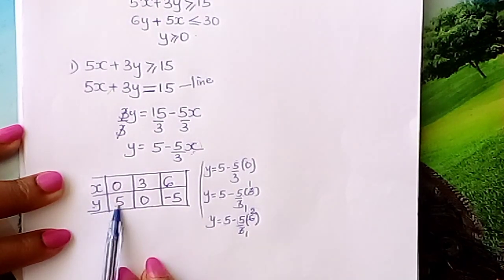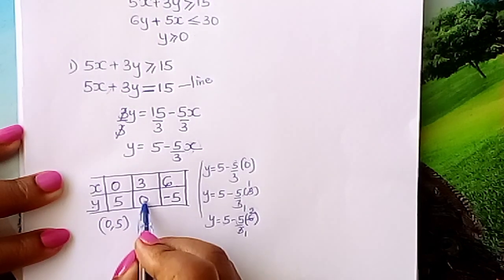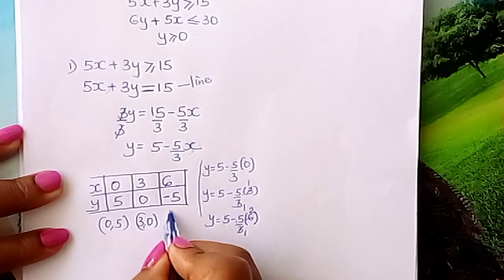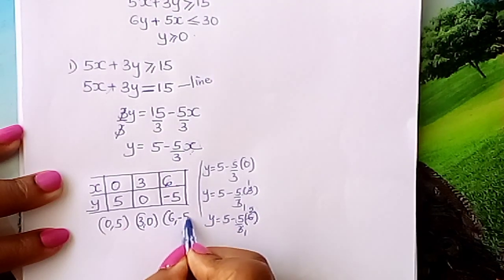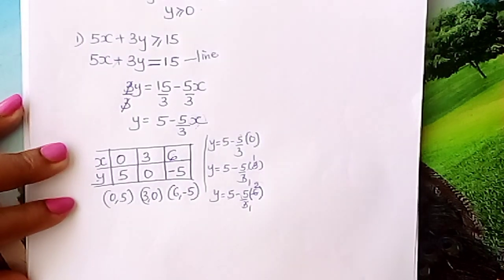The first point will be at 0, 5. The other one will be at 3, 0. And the other point will be at 6, negative 5. Those points will help us to draw our line.